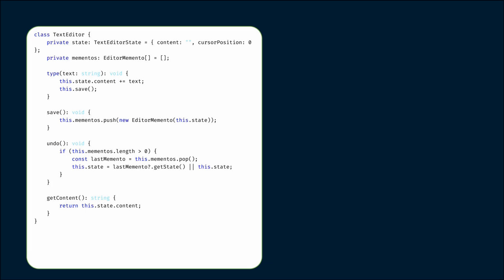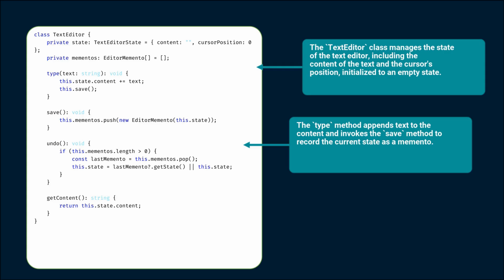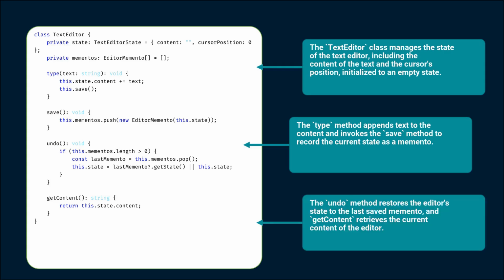Now let's see how we can implement the TextEditor class, which acts as our originator in the Memento pattern. This class maintains the current state of the text editor, including the content being edited and the cursor position. The internal state is represented by an object that includes these properties, starting with an empty string for the content and a cursor position set to 0. As the user types text, the type method is called, which appends the input text to the existing content and subsequently saves this state by creating a new EditorMemento instance, pushing it onto the mementos stack. This ensures that each action can be reverted back to its previous state if needed.